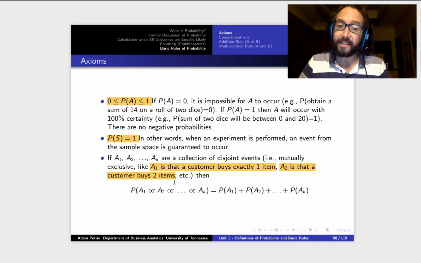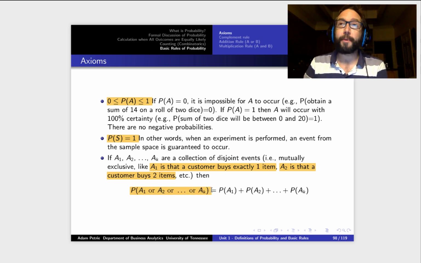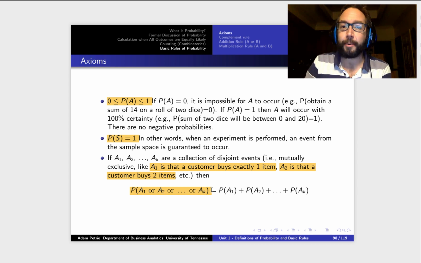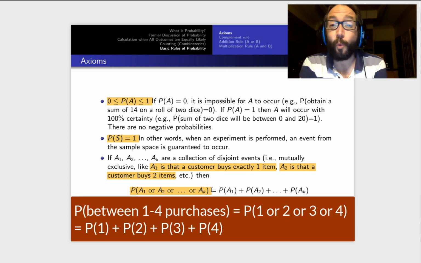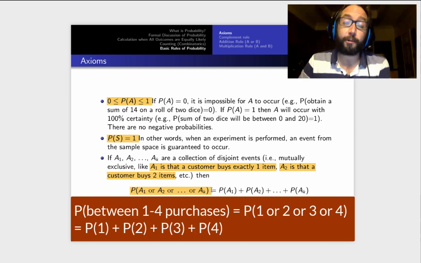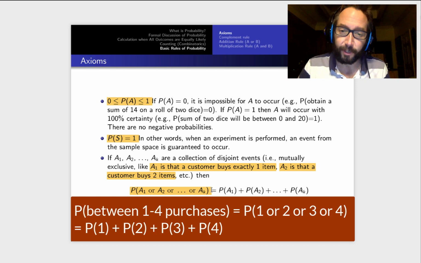Well, when that's the case, when we're dealing with a set of disjoint outcomes, then we can ask, well, what's the probability that one or the other of these events occur? We can get that probability just by adding up the component probabilities in our question. So what's the probability that a customer makes between 1 and 4 purchases? Well, that would be the probability they make exactly 1 plus the probability they make exactly 2, exactly 3, exactly 4. You get the idea.